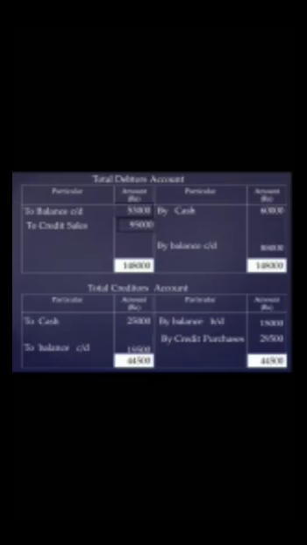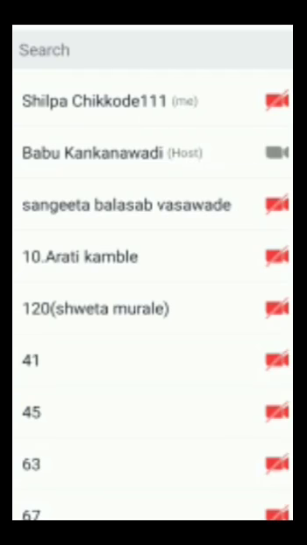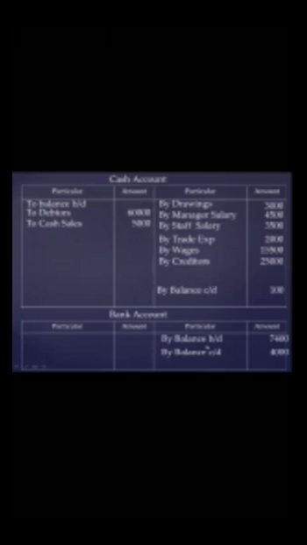Two accounts completed. Then I go to the cash book. In the cash book, I will close the bank account. Remember, in these two accounts, you have to close the bank account first. Bank account total is 11,400.